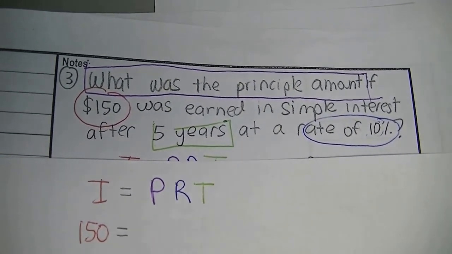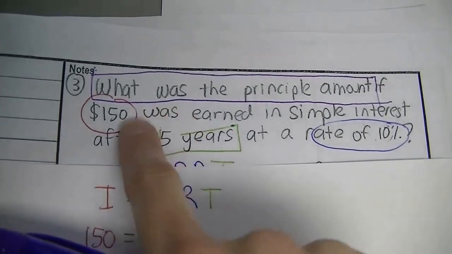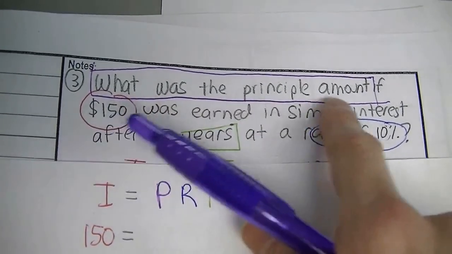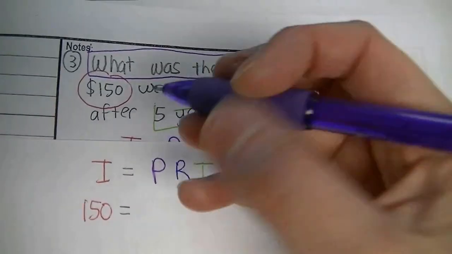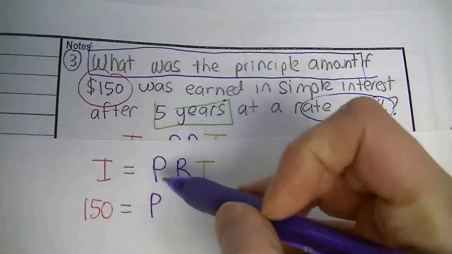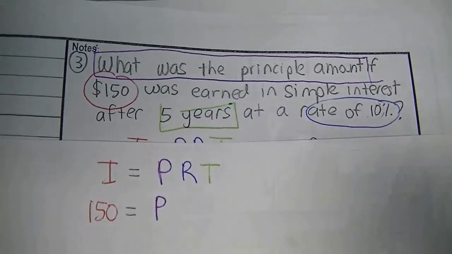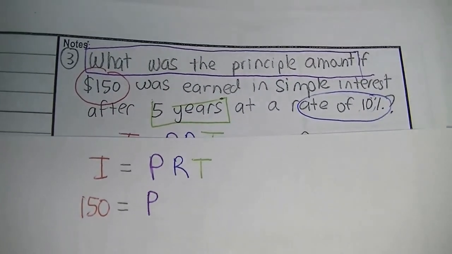Okay, now let's see. The P stands for the principal, which was the original amount. Do we know the original amount? No, it says what was the principal amount. We don't know that, so we're going to keep that as a variable. And I'm going to keep it as a P. I'm not going to change it to X or anything because I'm going to keep it consistent.